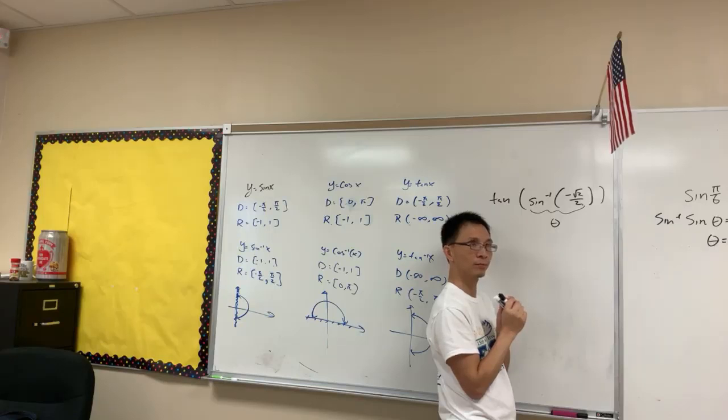If you're looking at sine inverse of negative root 2 over 2, you know that's pi over 4, right? Because on the unit circle, the outside is root 2 over 2. But it's pi over 4, so it's negative.